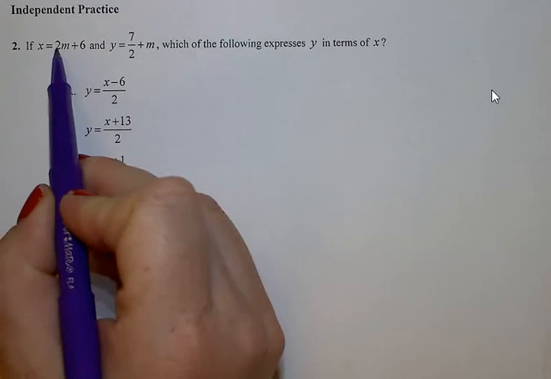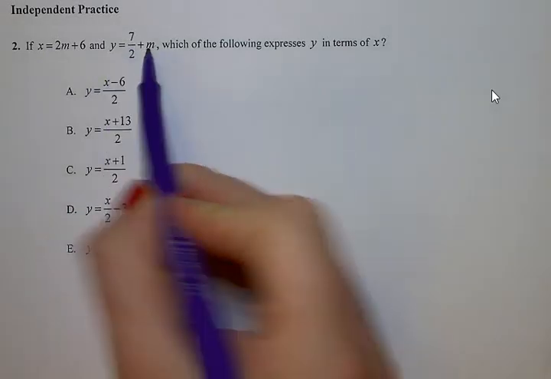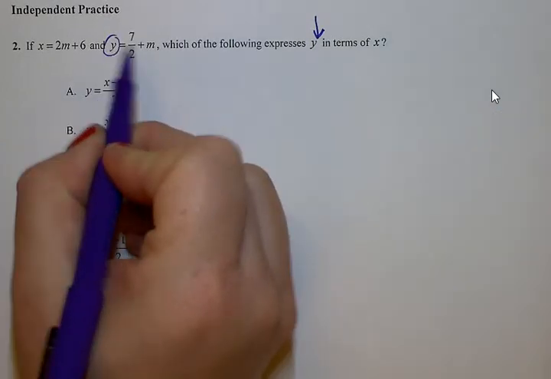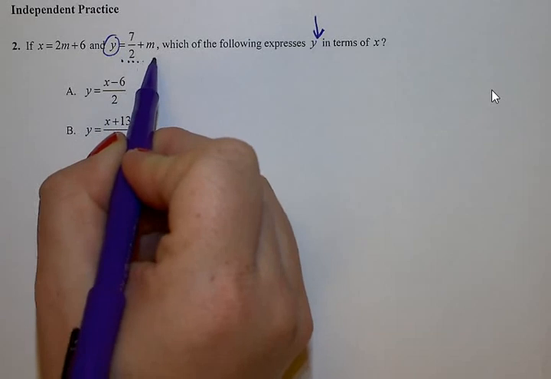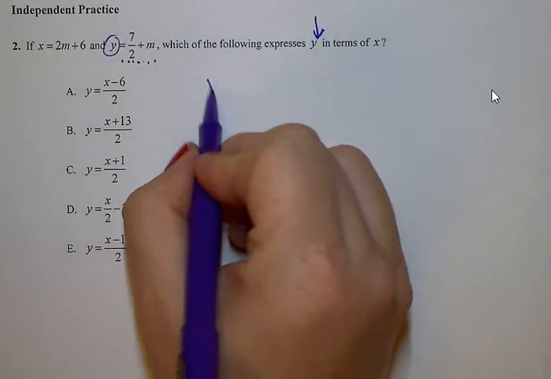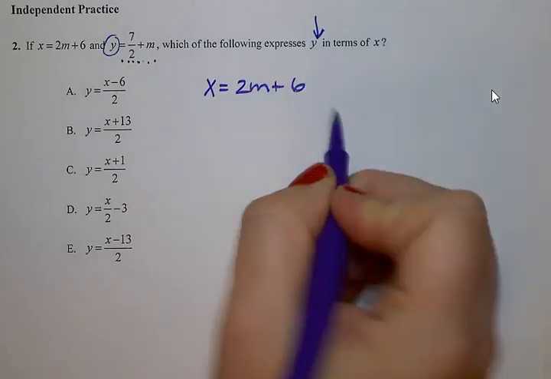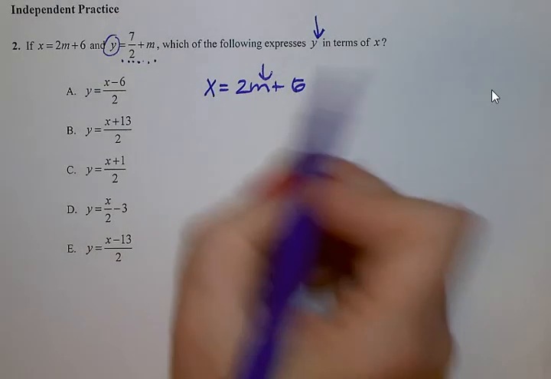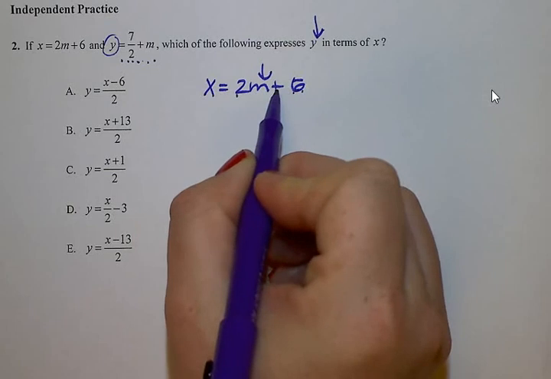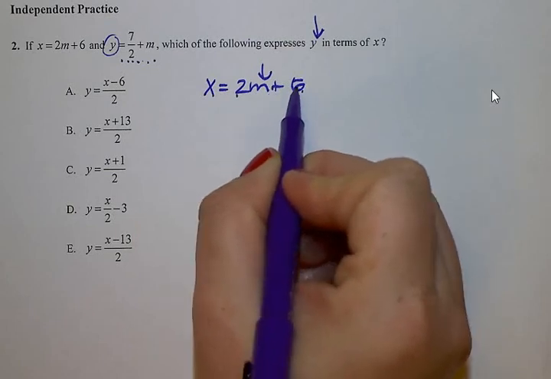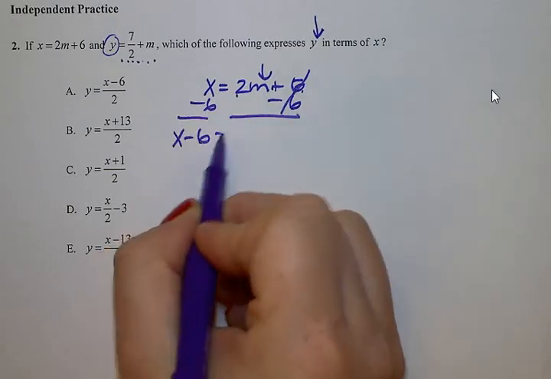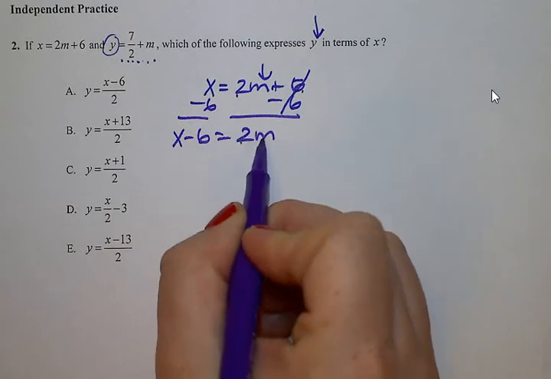If x equals this quantity and y equals this quantity, which of the following expresses y in terms of x? So again, we have a y equals, we want that, but on this side, I can have numbers, but I only want the variable x. And right now I have an m. So I'm going to take the first equation and I'm going to solve for m. To isolate the m, decide which number is not touching the m, and that's what you're going to get rid of first. Opposite of adding 6, the inverse operation of adding is subtracting. And the inverse operation of multiplying is dividing.